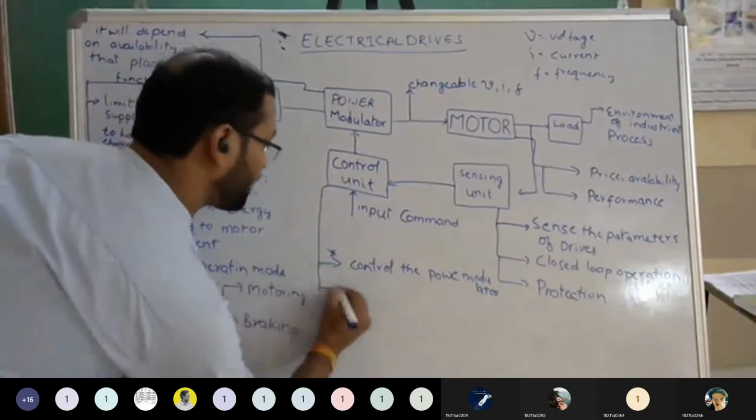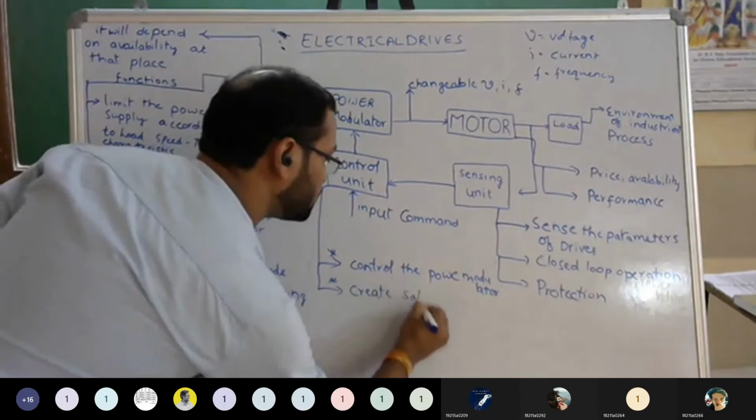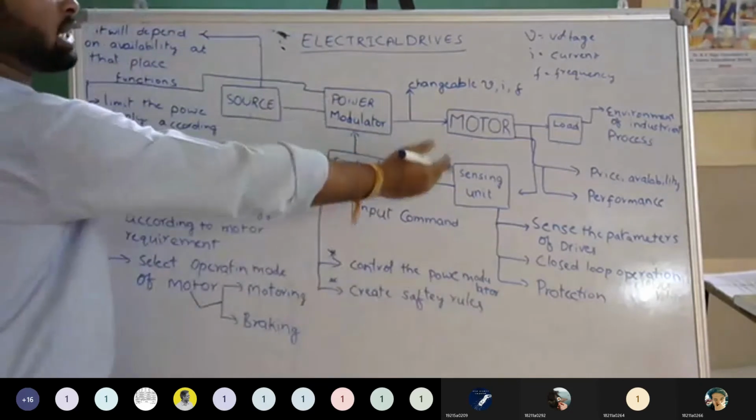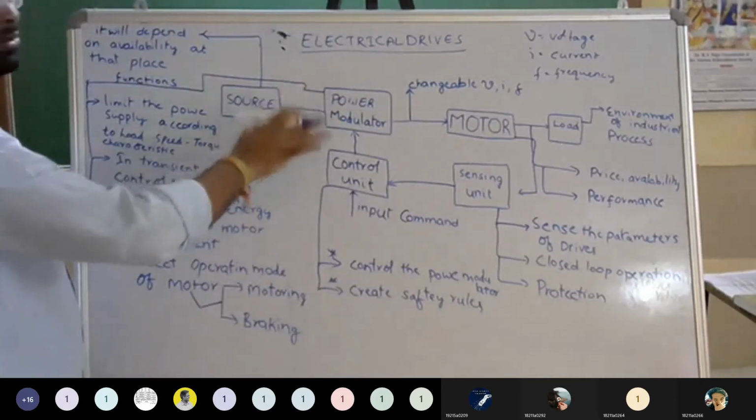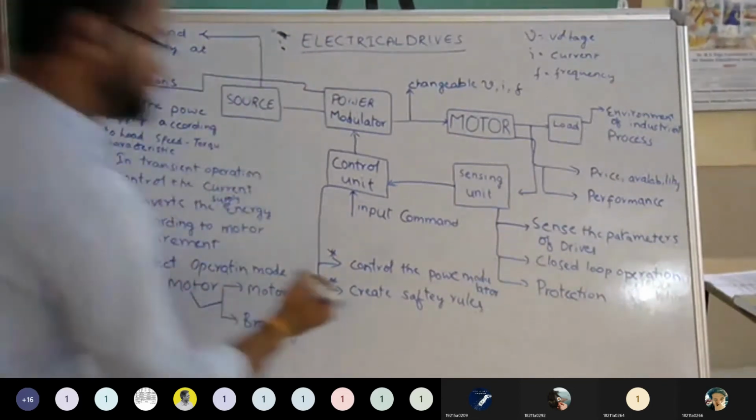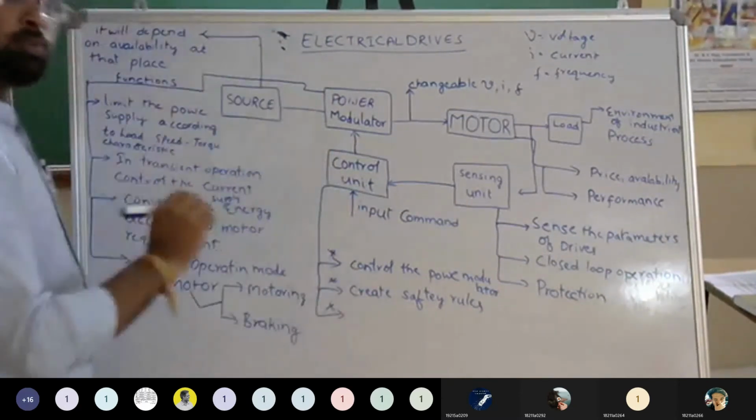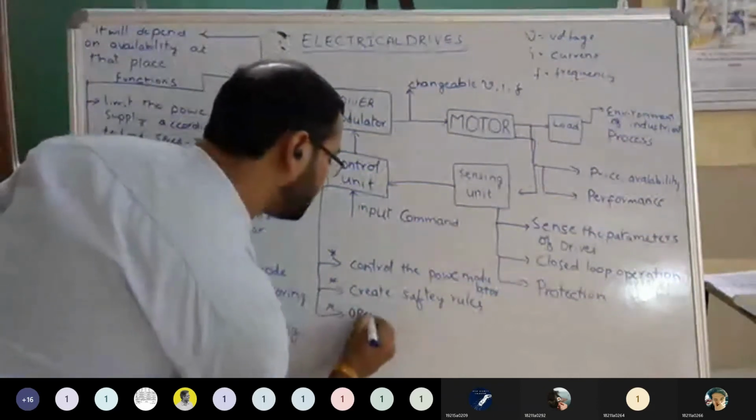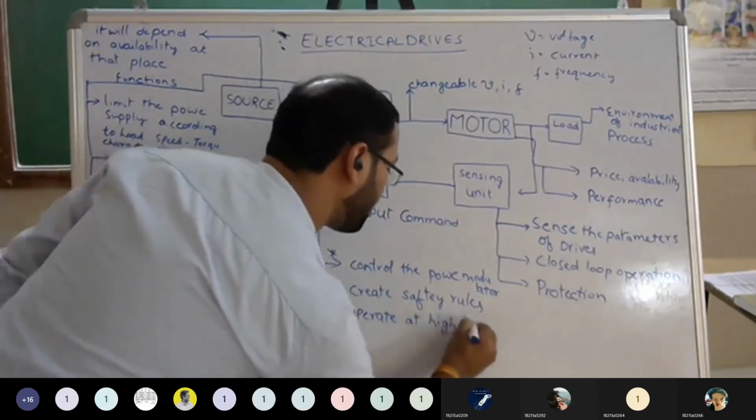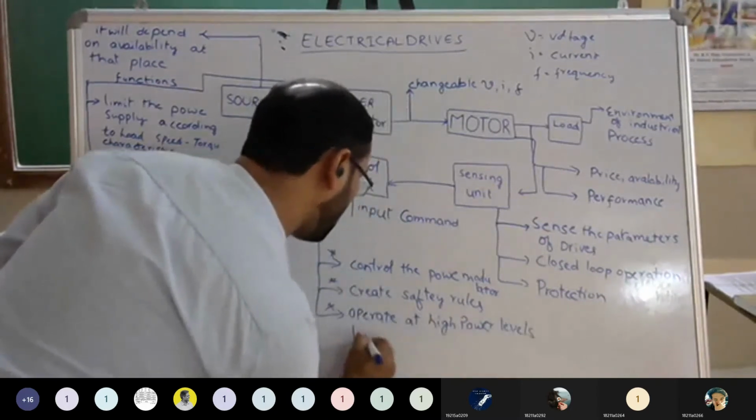And second, create the safety rules. That means suppose it is sensing that the current is more than the limit, then it will stop the power modulator: okay, you have to stop, now we are going above the limit. So it will create the safety rules. Third, it will operate at high power levels and also low voltage levels.